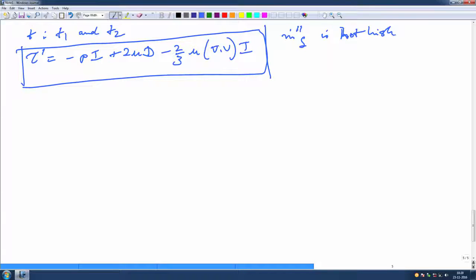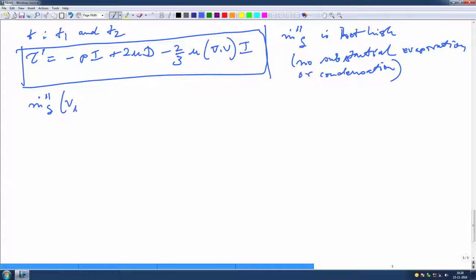That means there is no substantial evaporation or condensation, no normal evaporation or condensation. In that case, this particular term, m triple dot times (VL minus VB), will be equal to 0.